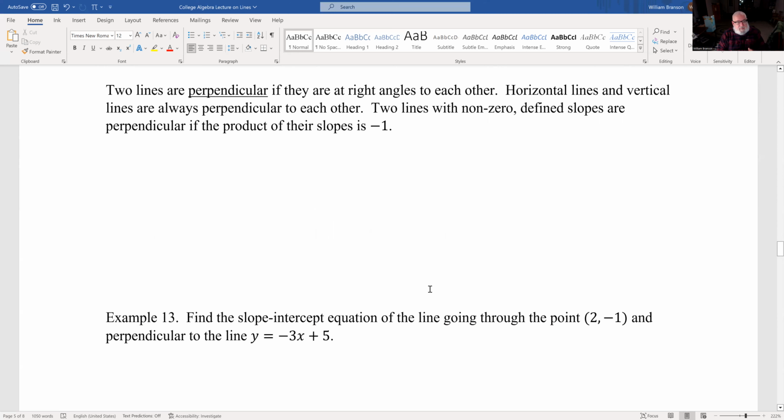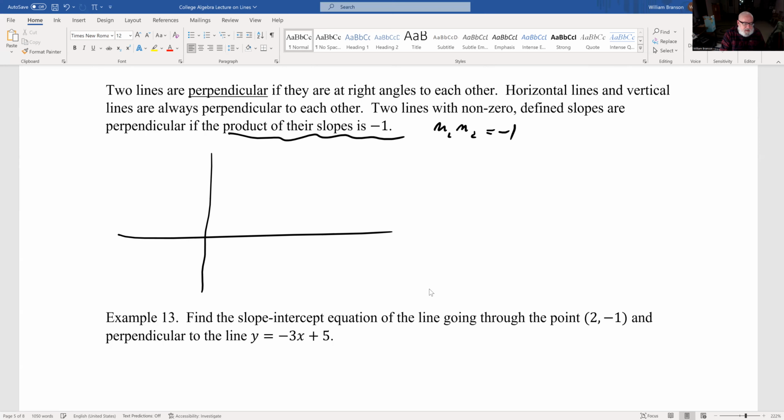Two lines are perpendicular if they're right angles to each other. Horizontal and vertical lines are always perpendicular to each other. Remember that their slopes aren't defined. If you have two lines that have non-zero and defined slopes, so neither horizontal nor vertical, the product of the slopes has to be minus 1. So why is this true? Right? M1 times M2, if that's the slopes, is minus 1.